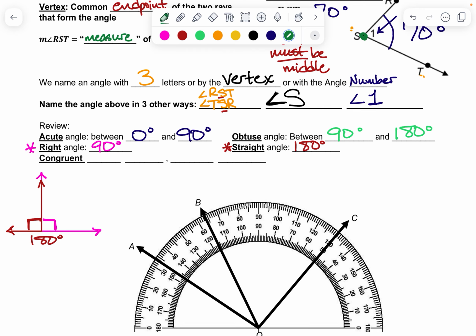Also, just a reminder from last class, congruent means that two things have the same size, and not just that, they also are the same shape. Same size, same shape.